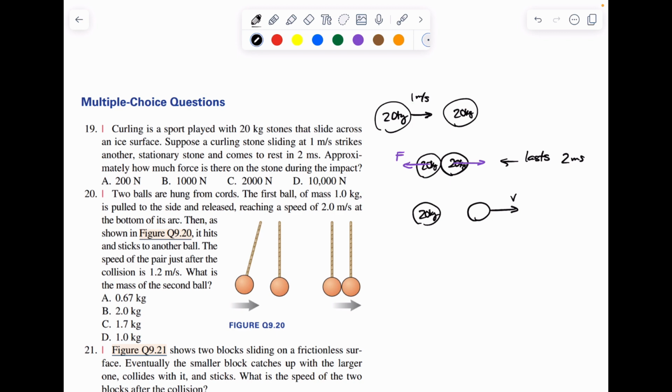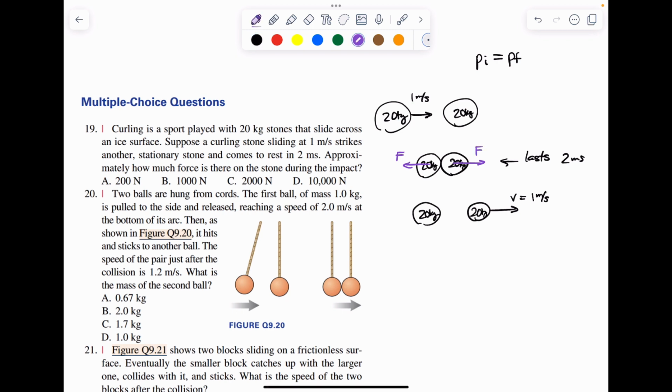Which I'm not even sure we need to know what that speed is. Or actually, no, we can figure it out almost immediately. If we just think about it, momentum initial equals momentum final. The initial momentum was 20 times 1, so the final momentum has to be 20 times 1. And if the first block is stationary, then that means the second block is going off at the same speed the first block had. And if you've ever watched curling, that actually is exactly more or less what happens.